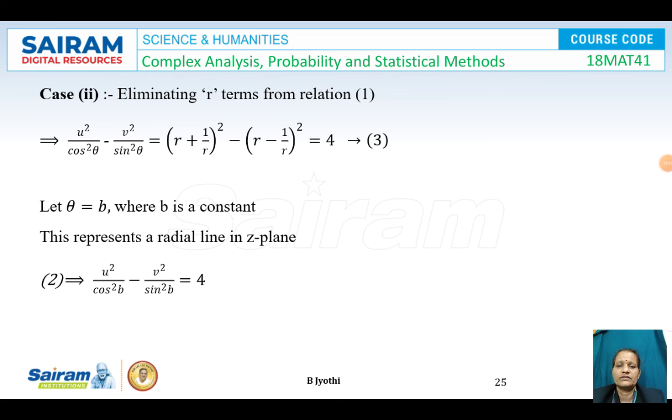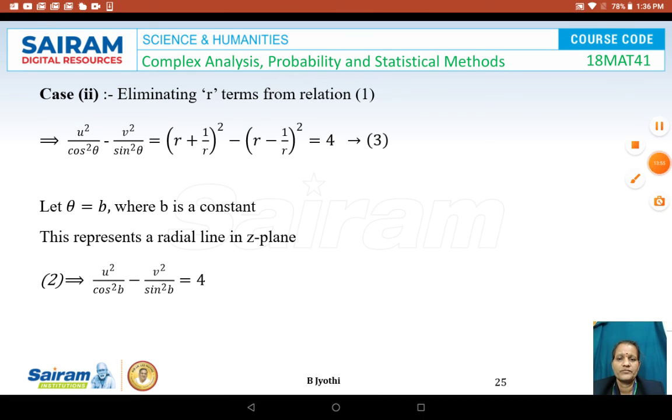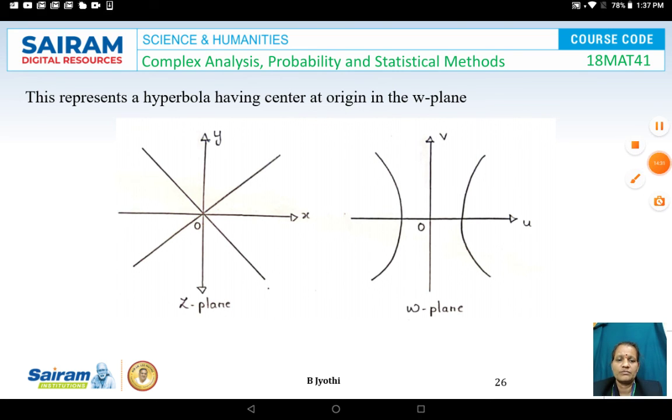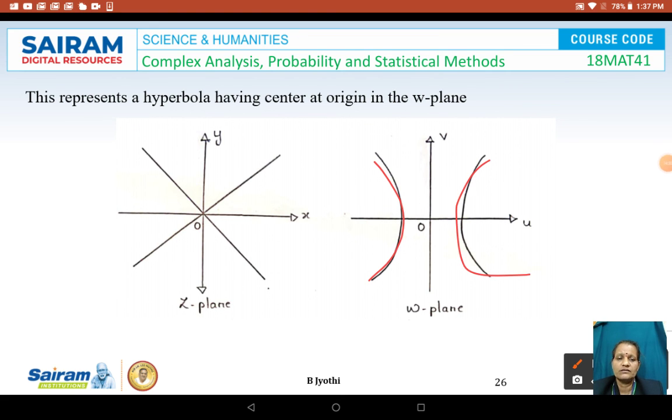eliminating r in terms of the relation 1, u square by cos square theta minus v square by sin square theta, which gives us 4. That is on the expansion. Let theta is equal to b, where b is a constant. It represents the radial line, that is, it is the hyperbola actually. U square divided by cos square b minus v square divided by sin square b is equal to 4, which is nothing but the hyperbola. So we can see here the hyperbola in the w plane.